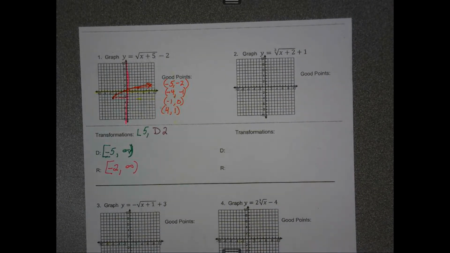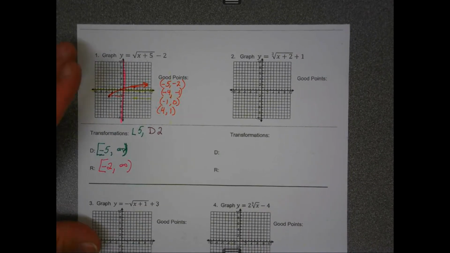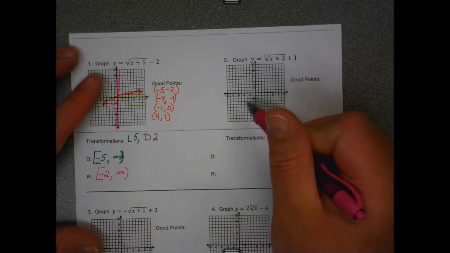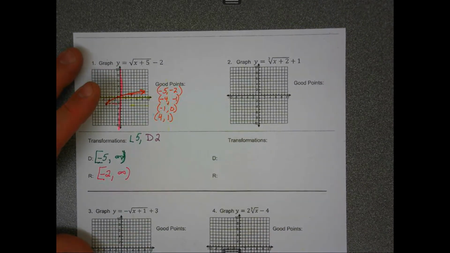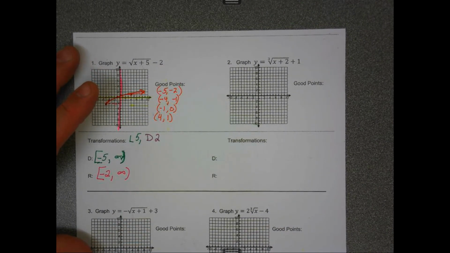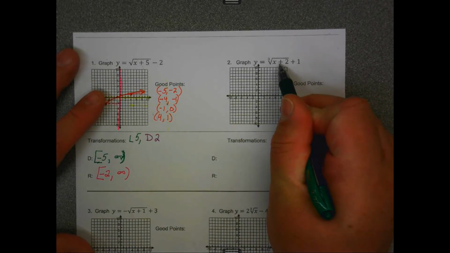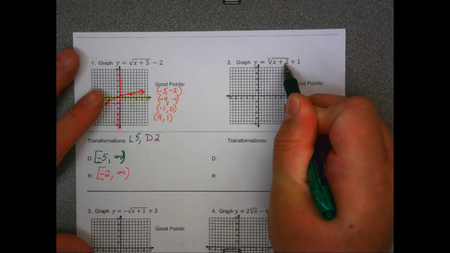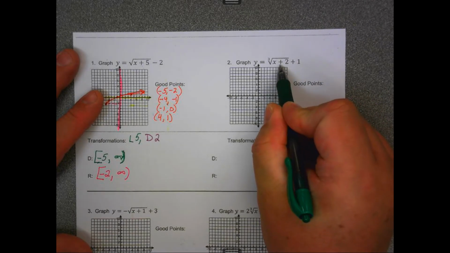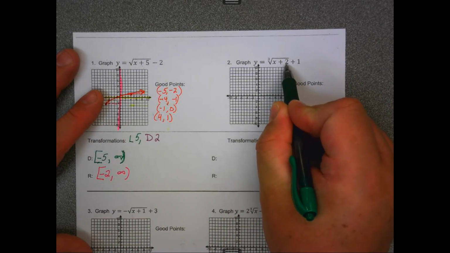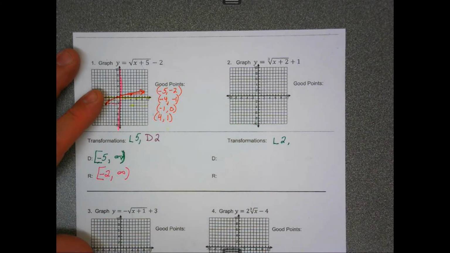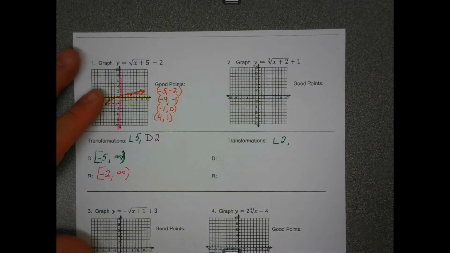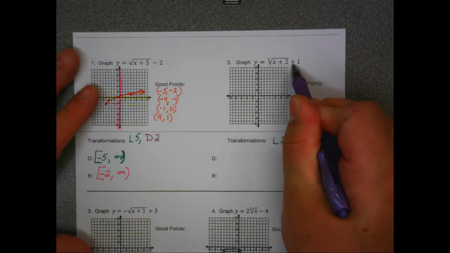Okay, number 2. This is a cube root, so it's going to look like a sideways S. Let's do transformations first. Inside the mathematical symbol, or in this case, the radical, opposite the sign, so left 2. And then outside the mathematical symbol, up 1.